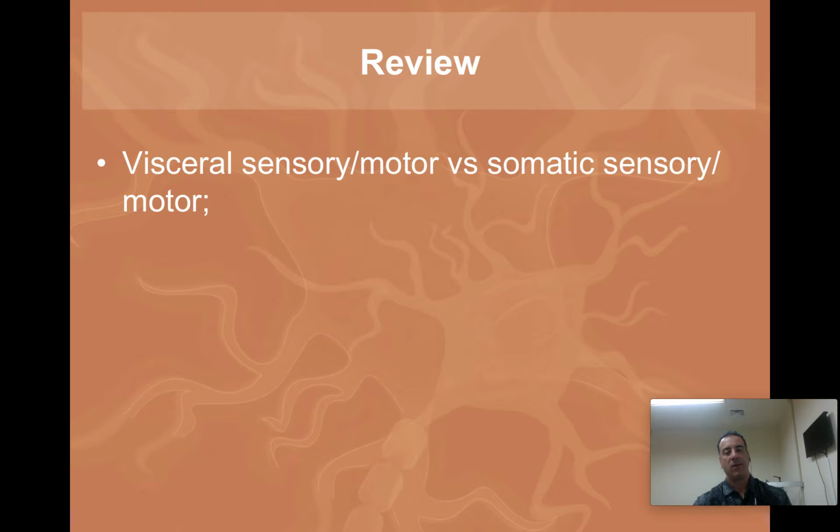Visceral sensory and visceral motor versus somatic sensory and somatic motor. Know those definitions. What's a somatic sensory versus a visceral sensory? Obviously, visceral means organs. Somatic, we're talking about muscles. What's a visceral motor nerve? What's it do? Versus a somatic motor, which probably is going to move your muscles, right?